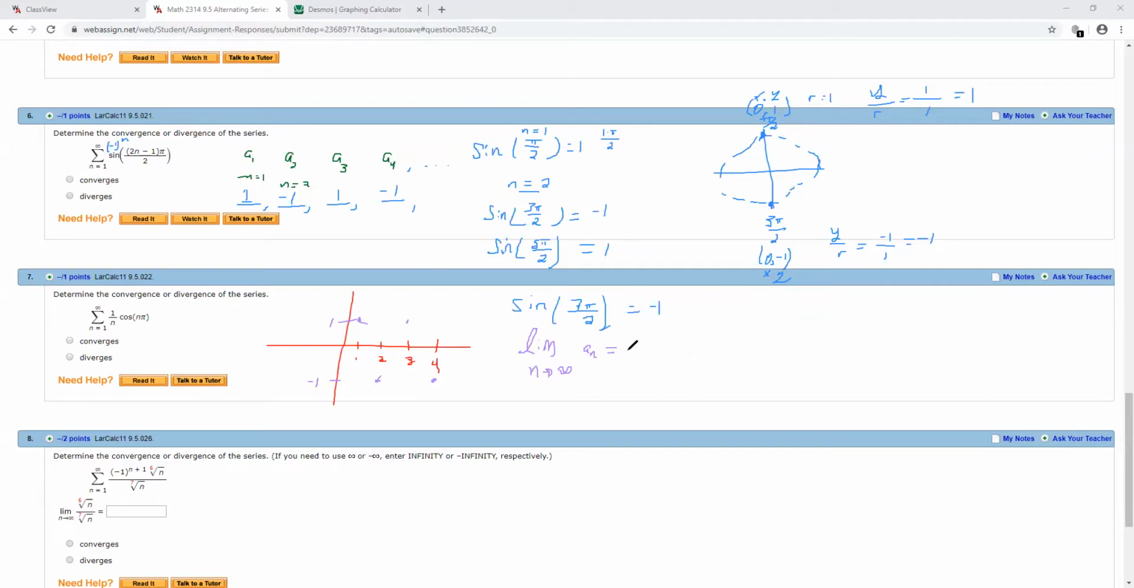But if this does not converge to 0, well, then there's no chance when you add them up forever that it could converge. So what is the limit of the individual terms of the sequence? Are they alternating, but are they alternating closer and closer to 0?